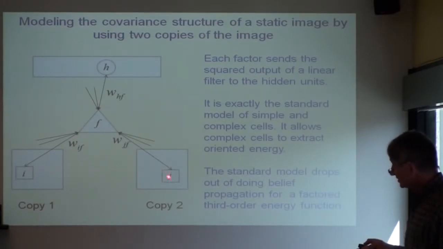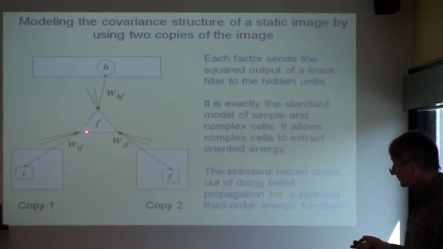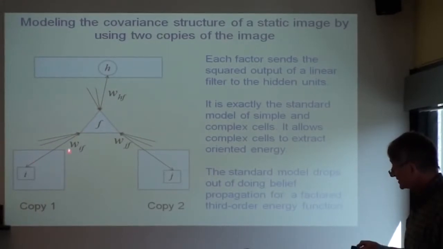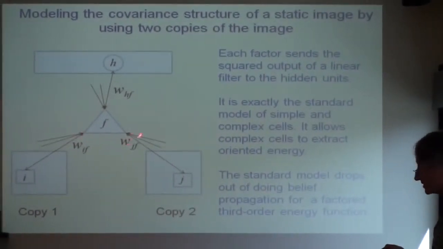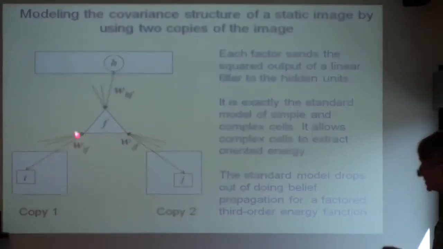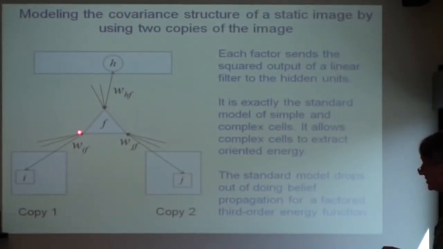Inference is still easy. In fact, inference here will consist of you take these pixels times these weights to get a weighted sum, and then you square it, because this is going to be the same weighted sum. So inference consists of take a linear filter, square its output, and send it via these weights to the hidden units. That's exactly the model called the oriented energy model, if you use the right kind of linear filter.